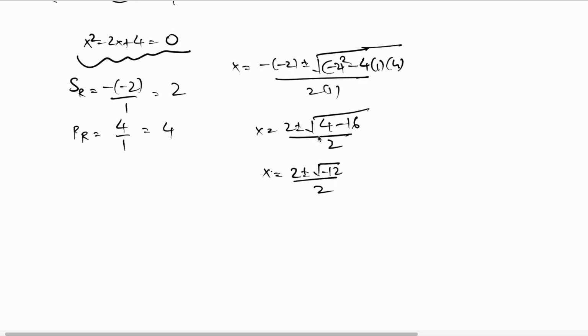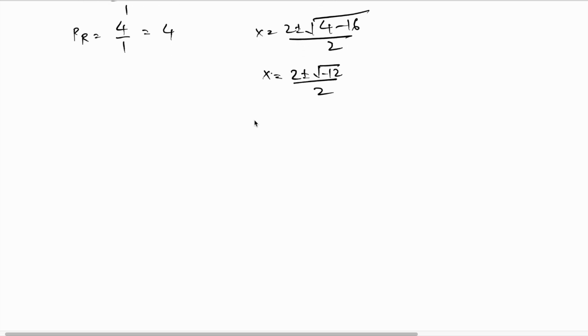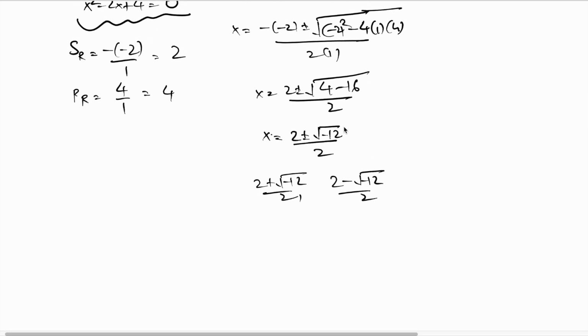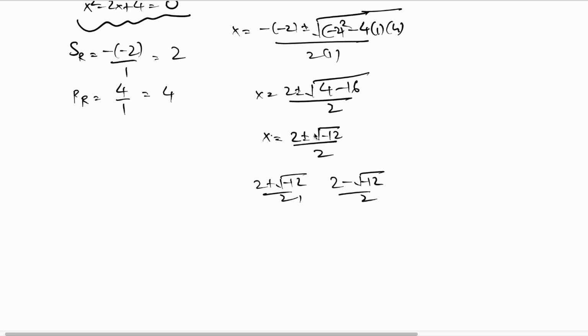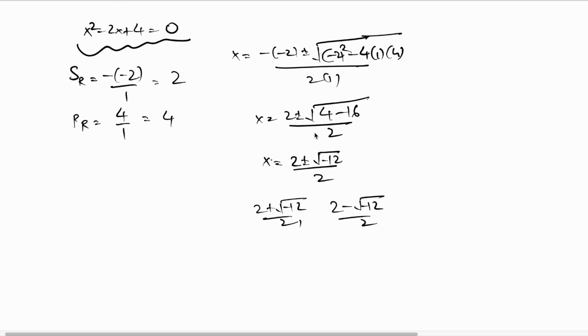There's a slight problem here. The two roots are 2 plus root minus 12 upon 2 and 2 minus root minus 12 upon 2. So actually there are no real roots for this equation, because the square root of minus 12 doesn't exist by definition. But the sum of roots is still 2 and the product of roots is still 4. So how is it possible that two non-existent things are adding up to a real number and multiplying to a real number as well?